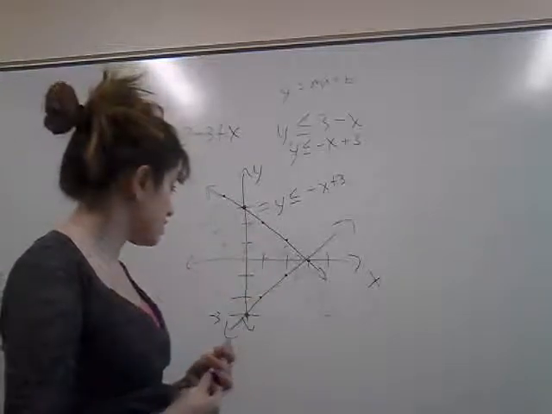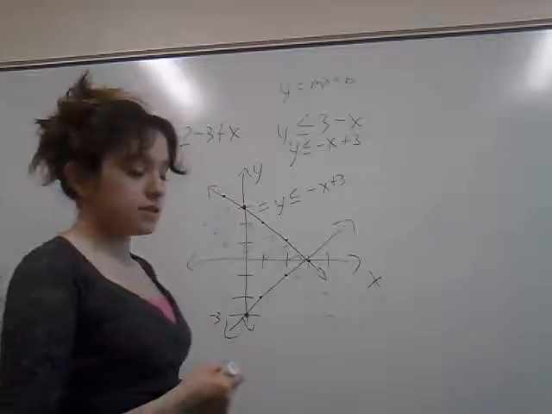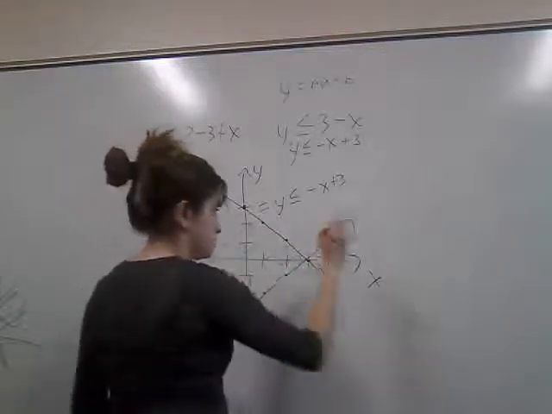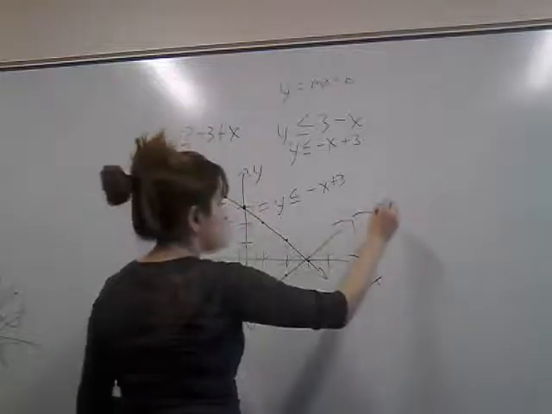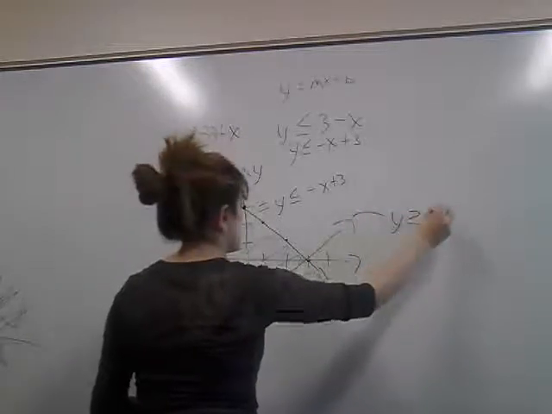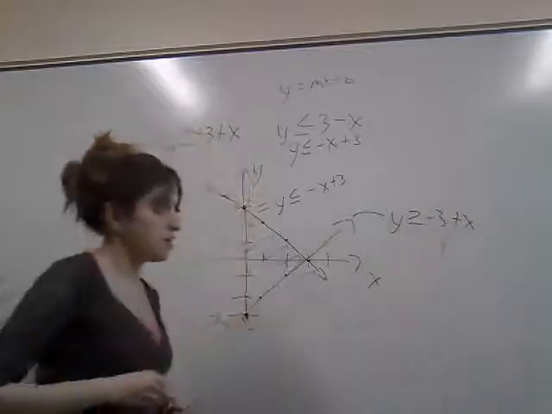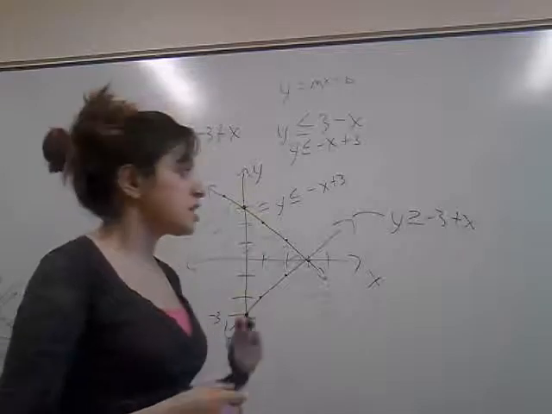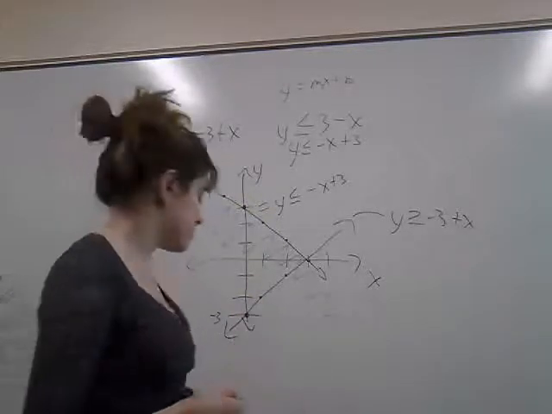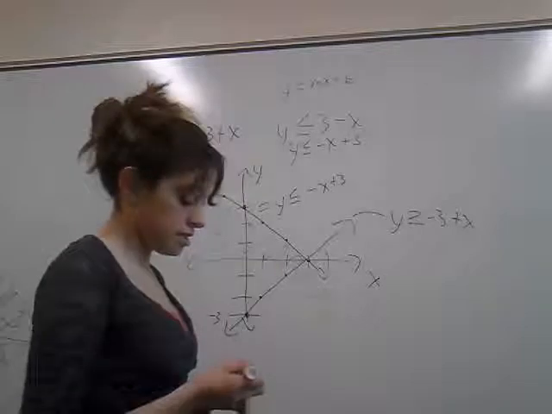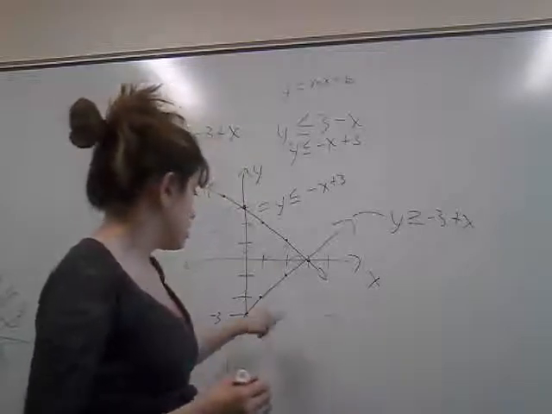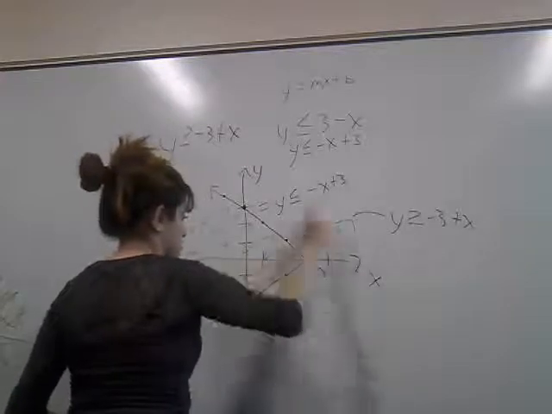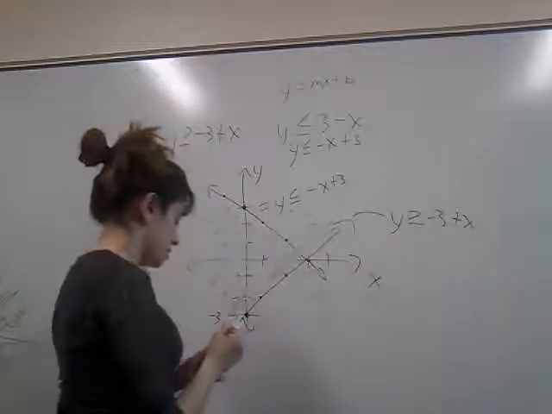And then the next part says, or our other line, this line, this is our line y is greater than or equal to negative 3 plus x. Since it's greater than or equal to, this time we have to shade above the line. So hopefully you can see this color above the line. This is hard to see, so I'll go over it in the color.